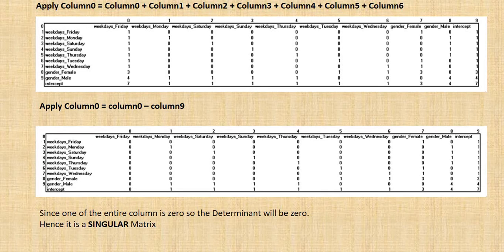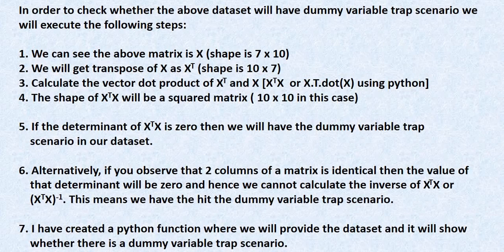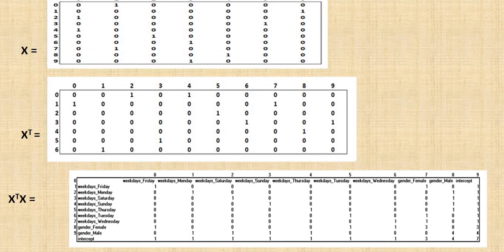So what I have applied here is column 0 equals column 0 plus column 1 plus column 2 plus column 3 plus column 4 plus column 5 plus column 6. And you can see after this column transformation, my 0th column is exactly like my 9th column, which is my intercept: 1 1 1 1 1 3 4 7. So the moment it happens, we can see the alternative solution here. As I said, if two columns of a matrix are identical, then the value of that determinant will be 0.